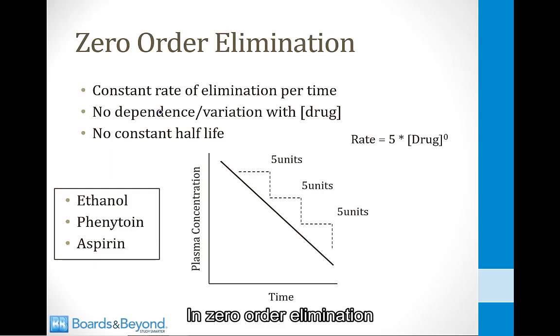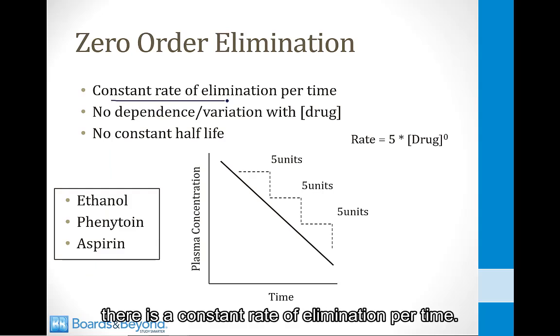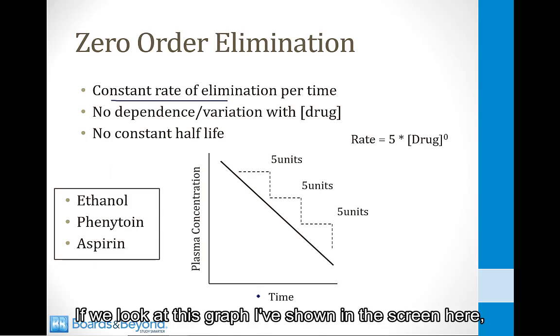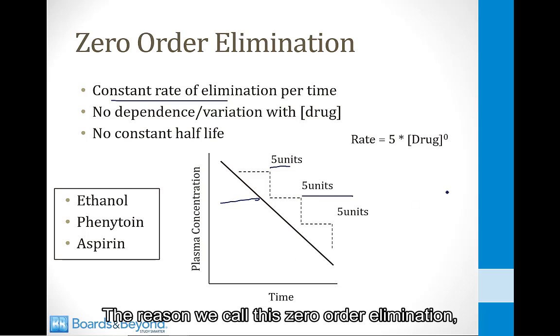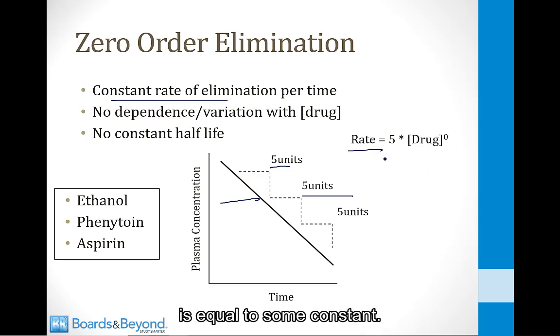In zero order elimination, there is a constant rate of elimination per time. If we look at this graph I've shown on the screen here, every time this much time goes by, 5 units of the drug is eliminated. It's constant, 5 units per unit time. For example, 5 units per hour. The reason we call this zero order elimination is because the rate of elimination is equal to some constant.